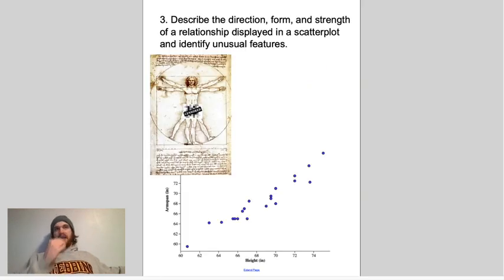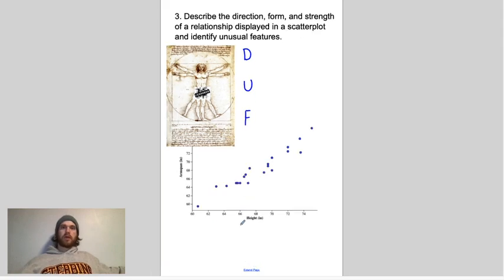Okay, learning target 3. Describe the direction, form, and strength of a relationship displayed in a scatter plot, and identify unusual features. Ladies and gentlemen, this is DUFFS. D-U-F-F-S. So direction, unusual features, form, and strength. DUFFS is the acronym we use to help describe bivariate data. Direction, you have 2 options, and that is also in our guide that I will be giving to you.